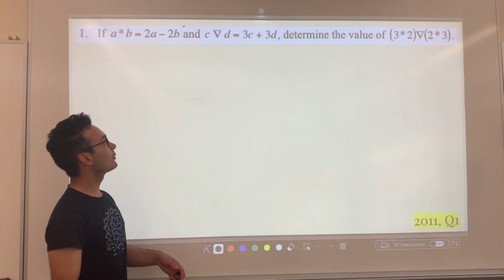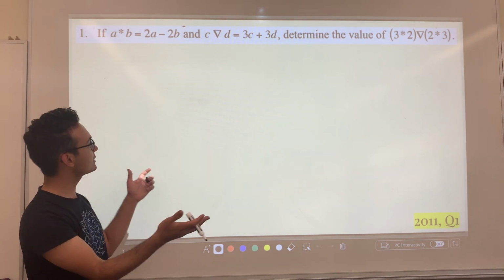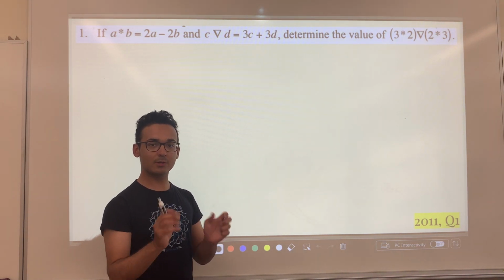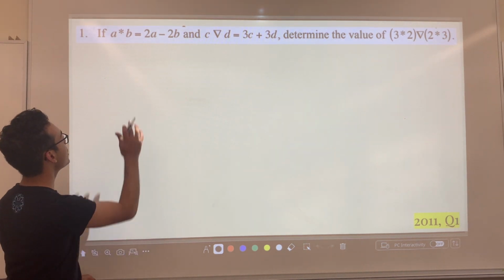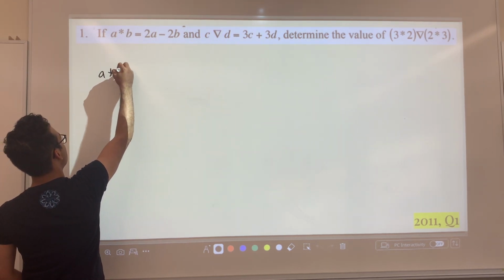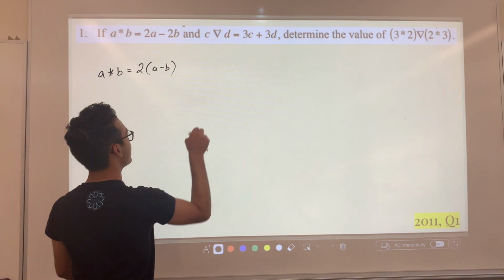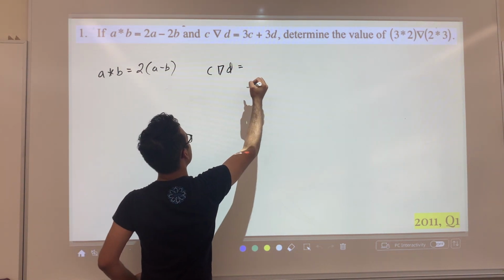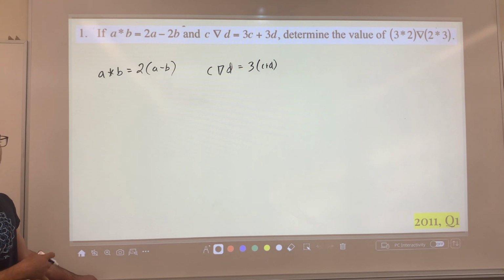Here we have a classic star operation problem where they give us not one but 2 different definitions of operations, and then they give us this expression to solve with purely numbers. So we have numbers and we are plugging them in to equations that they give us. So let's do that. What I notice is a star b, I'm just going to simplify it a little bit. They have a common factor of 2, so I'll just do a star b is equal to 2 parentheses a minus b. I'll just factor out that 2 for ease. And same thing over here, the 3 is common, so I will do c triangle d is equal to 3 parentheses c plus d. Factor out the common factor.